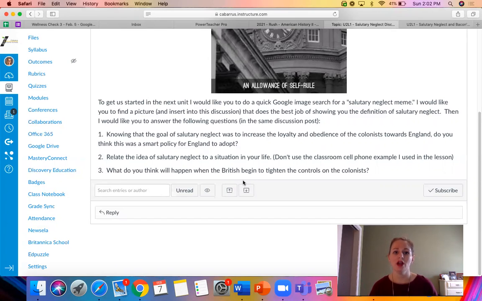What is a time where you could have possibly gotten away with something, but then all of a sudden things changed? And then number 3, what do you think is going to happen when the British start to tighten the controls on the colonists? How do you think the colonists are going to respond to that? So you find the meme, you copy and paste it in, and then you give me 3 different answers, submit it, watch your Edpuzzle, submit that, let me know if you need anything.